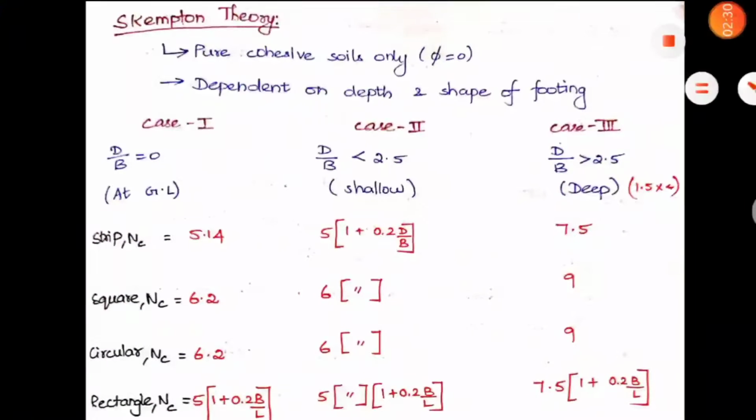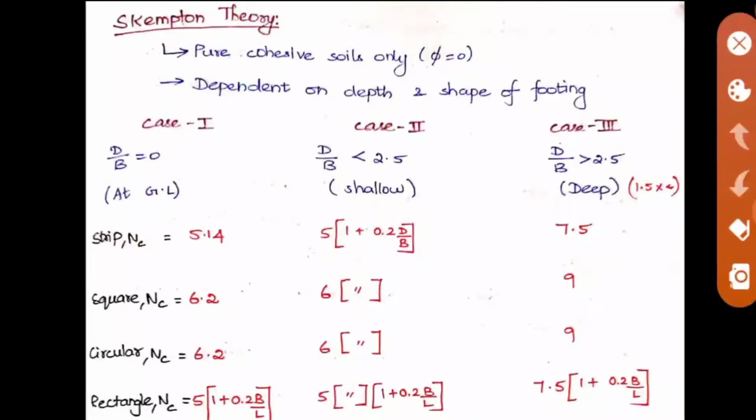And then comes the Skempton theory. This is the second theory we are going to see in this chapter. This is used for purely cohesive soils where phi is equal to 0, and it is dependent on depth and shape of footing. This is an important point, because in Terzaghi's theory we saw that it is independent of the shape of the footing, but here it is dependent on the depth and shape of the footing.